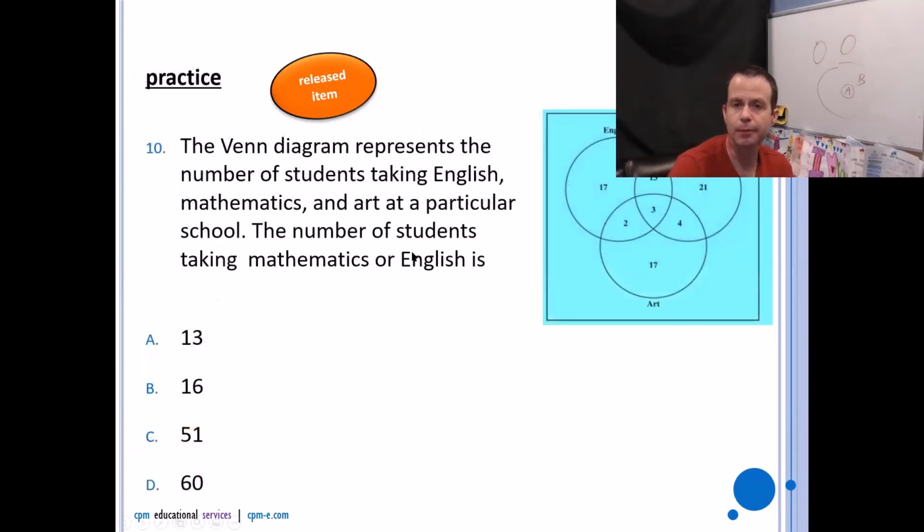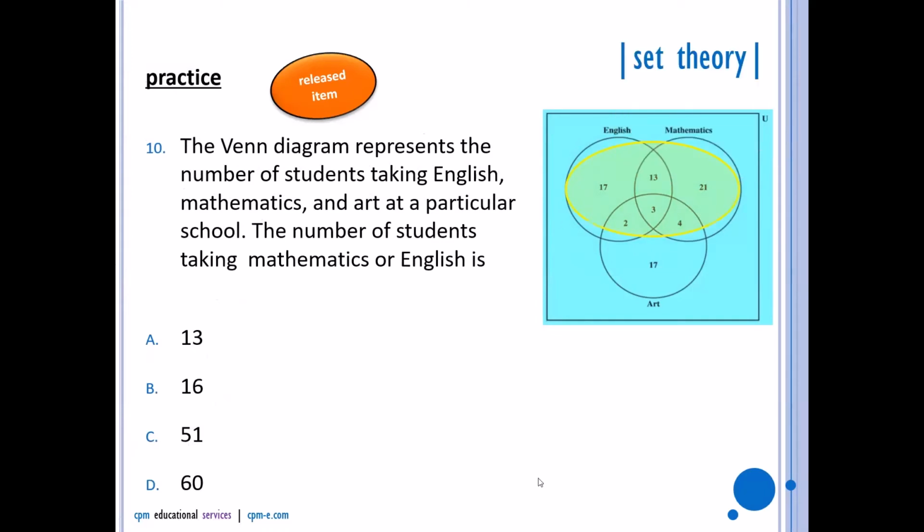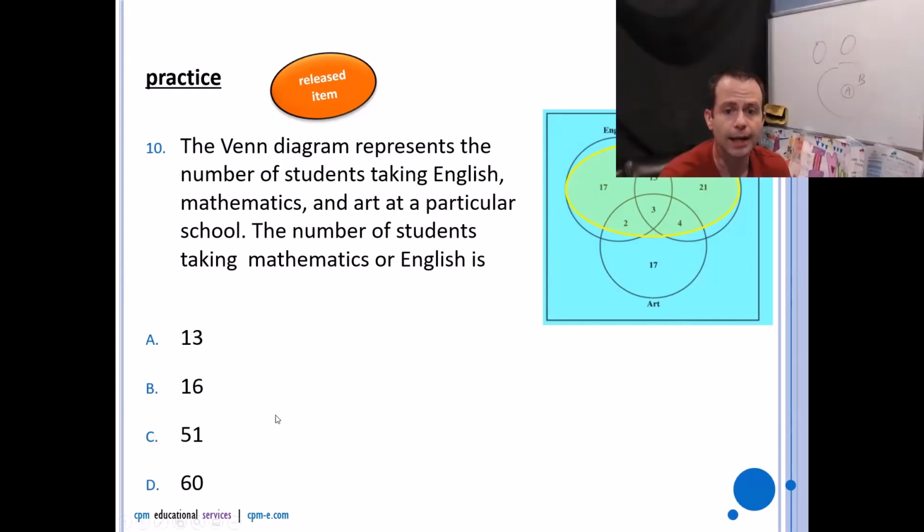All right, the Venn diagram represents the number of students taking English, math, and art at a particular school. The number of students taking math or English. So math or English would be represented by this highlighted mark that I just did. I'm gonna just turn myself off there to make sure you can see it. So what I've done is I've highlighted the English and math all together. Okay, that represents the number of students taking English and math. I need to add all that together. And when I add all that together, I get 60.